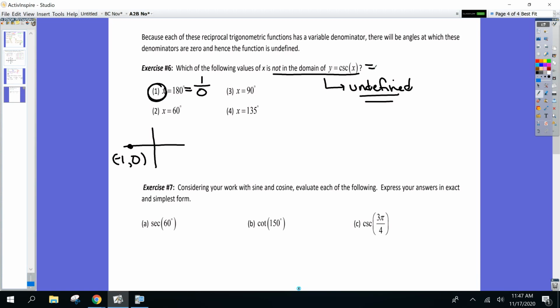Cosecant is 1 over the y value, remember. 1 over the y because it's related to sine.